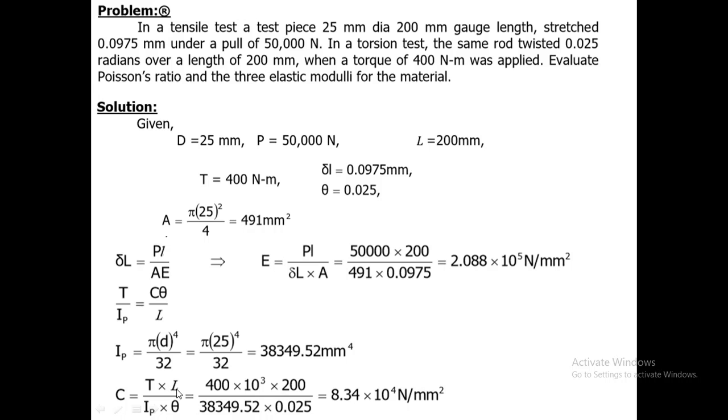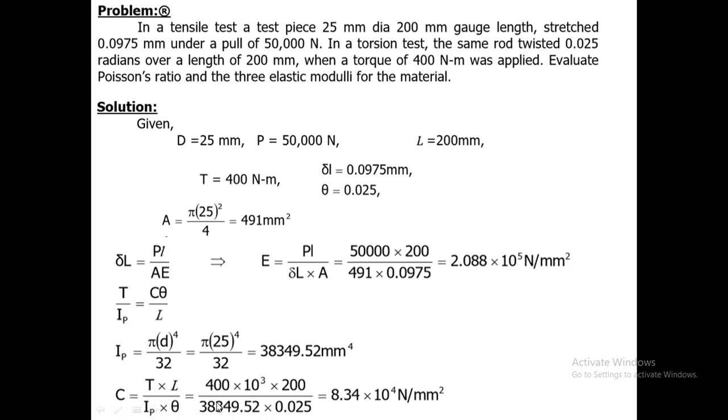Then the length of the shaft is given in millimeters, so keep all the units in millimeters. The torque is given in meters, so convert the torque to Newton millimeter: it is 400 into 10 power of 3 Newton millimeter. Length is 200 millimeter, polar moment of inertia is in millimeter to the power 4, and theta is in radians.